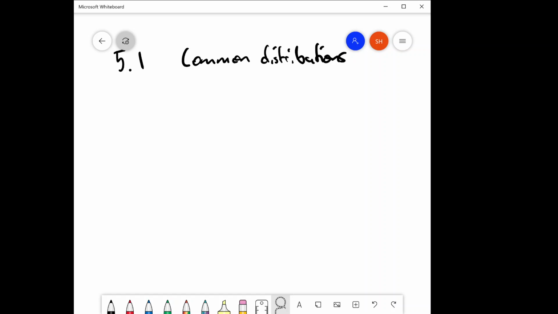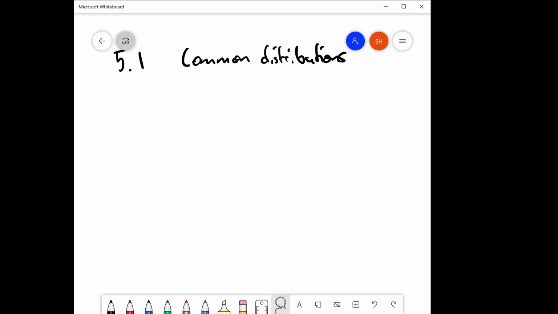Welcome back. So this is the first part of lecture 5. In this lecture and the next few, we're going to talk about some standard distributions that are seen a lot in applications, but we're still going to have links back to the measure theory that we've been working on so far.